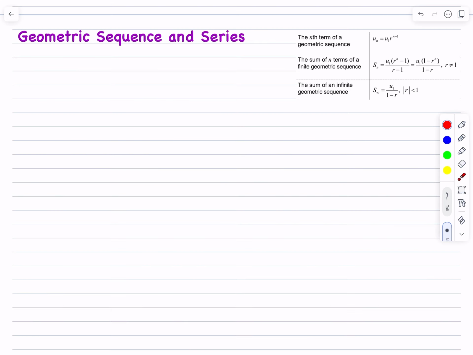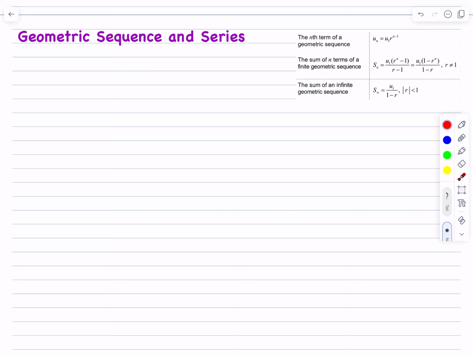In this video, we will be studying geometric sequence and series, and we will learn how to apply these formulas about geometric sequence or geometric series. These formulas are given in the IB Math booklet. So first, we will understand the difference between a geometric sequence and an arithmetic sequence.